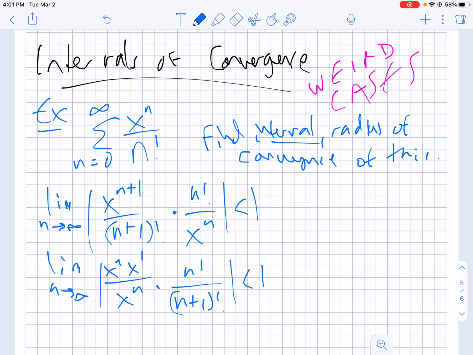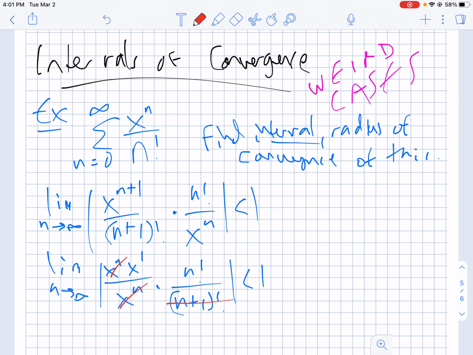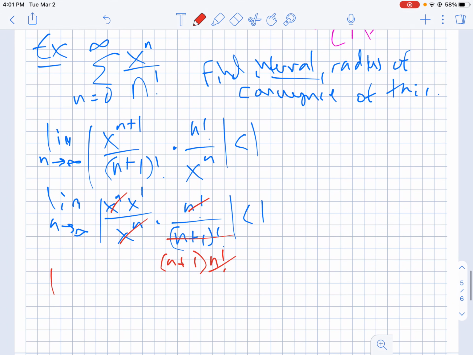Now, you've done these simplifications dozens of times by now. You know that the x to the n's cancel. You know you can write this, just step it down by 1, as n plus 1 times n factorial. These cancel. So when you look at what's left, you're taking the limit as n goes to infinity of x over n plus 1 is less than 1.